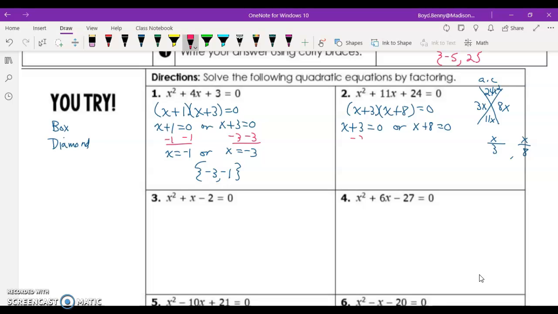So for the first one, I'm going to subtract 3. Here I'll subtract 8 to isolate the x. So my first solution is x equals -3. My second solution is x equals -8. And so our solution set would be -8, comma, -3. Okay.